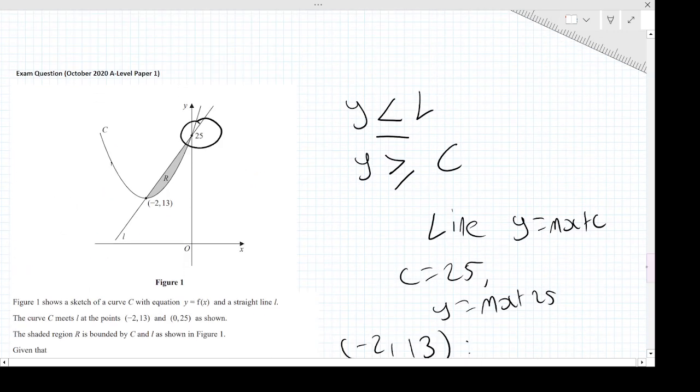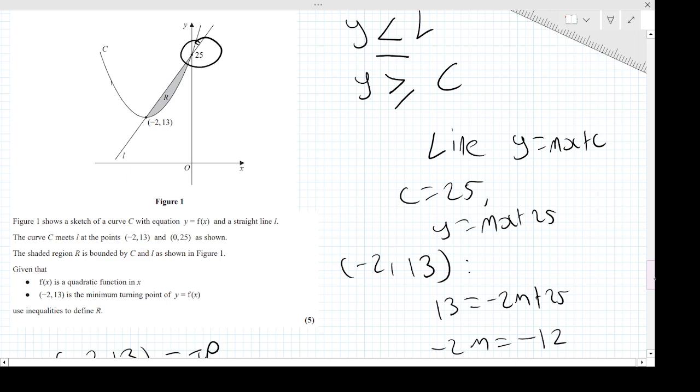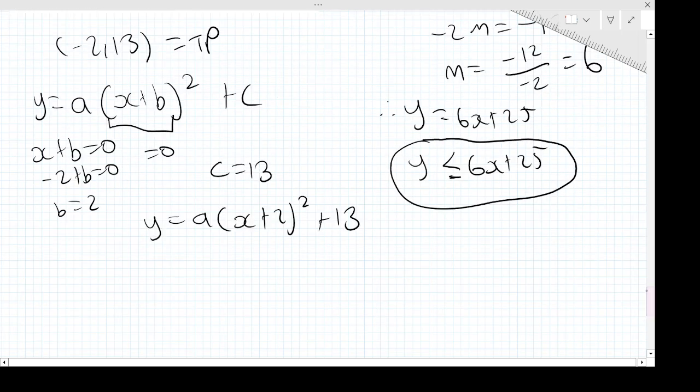How do we find a? Well, we need another point, and it's this point. This point also lies on the quadratic. That point is 0, 25, isn't it? The x coordinate is 0 and y is 25. So again, we're going to substitute that point in.